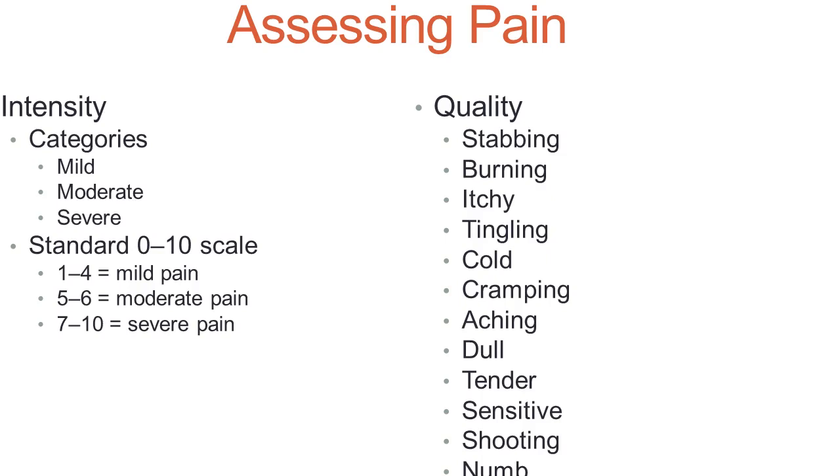And these are the intensities of that pain. It can be anywhere from mild, moderate, or severe. And when we use a pain scale of 0 to 10, 1 to 4 is mild, 5 to 6 is moderate, and 7 to 10 is severe.